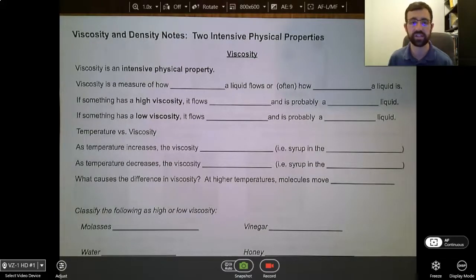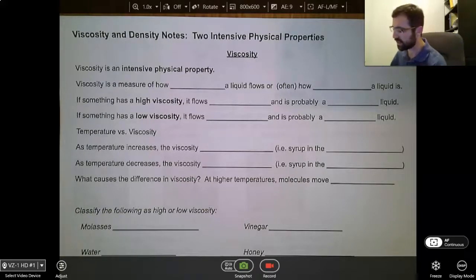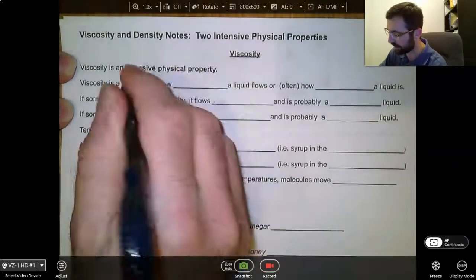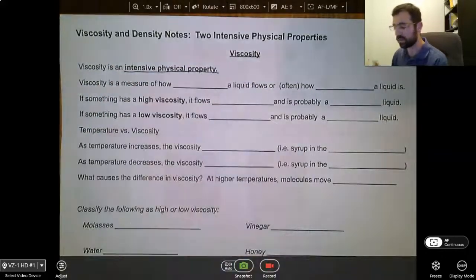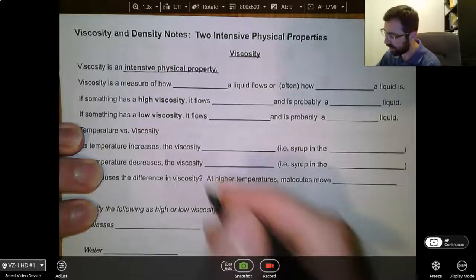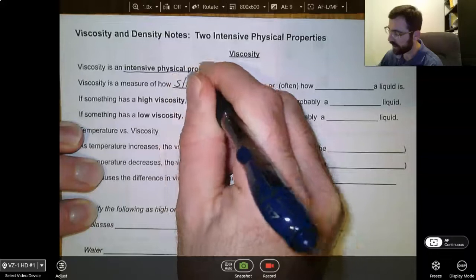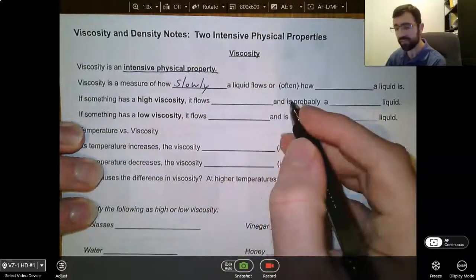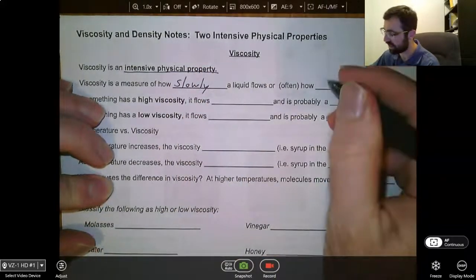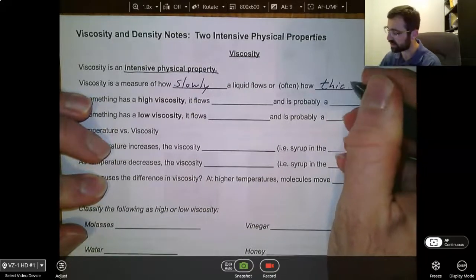It's called viscosity, and you don't need to know a lot about it, but I want you to know viscosity is an intensive physical property. That's very important. And then also I want you to kind of know what it is. Viscosity is a measure of how slowly a liquid flows, or often it's also a measure of how thick a liquid is.